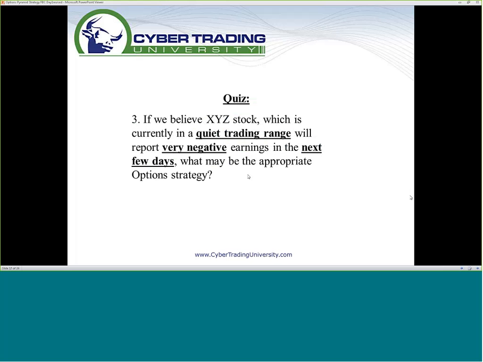Question number 3. If we believe XYZ stock, which is currently trading in a quiet trading range, is going to report very negative earnings in the next few days, what might be the appropriate option strategy? It's low volatility, quiet trading range, and in the next few days, short term, we think the stock is going to go down. Near-term future, low volatility, what do we want to do? There's actually more than one correct answer.